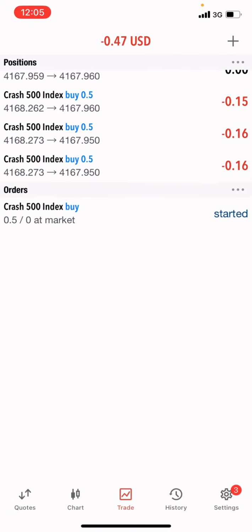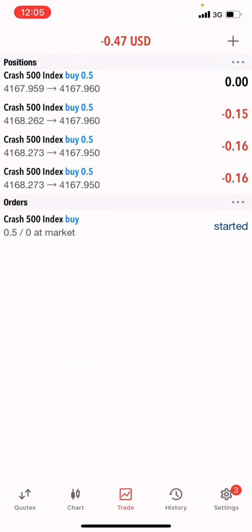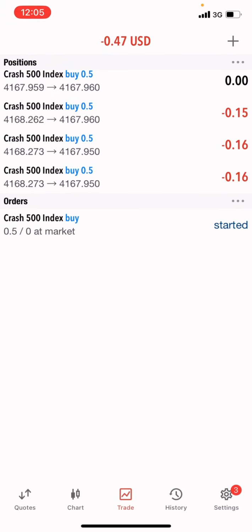Okay, so I just placed a buy right there at that point. I just entered 5 positions for a buy entry, and we can see that the balance right here is currently showing minus 47, so it's going to add up.